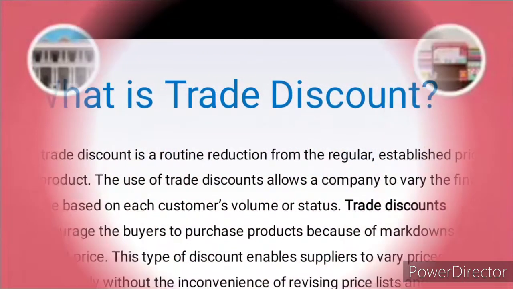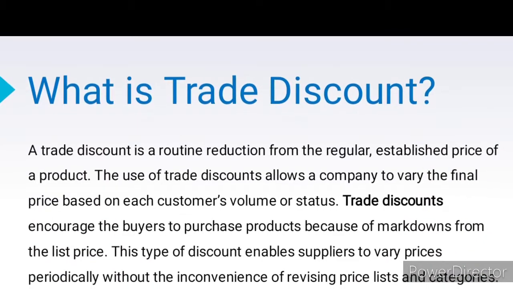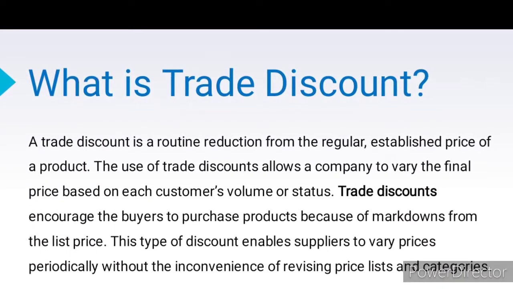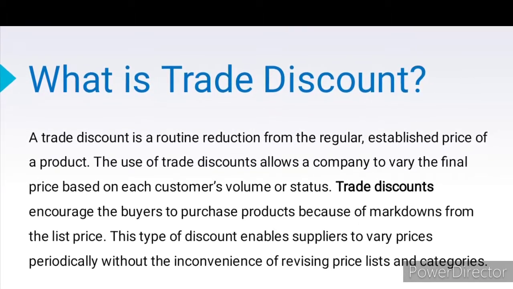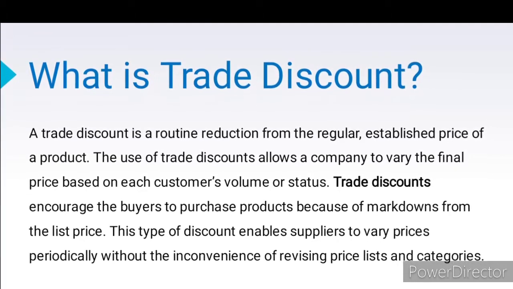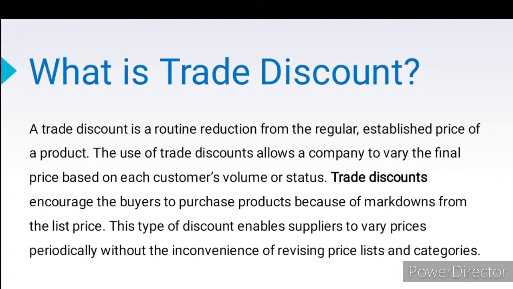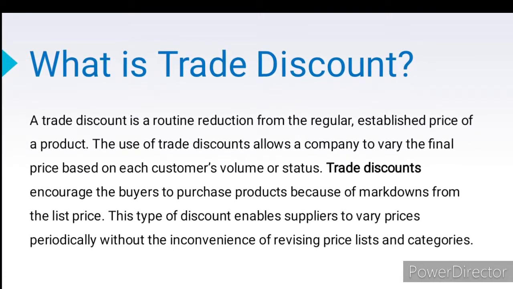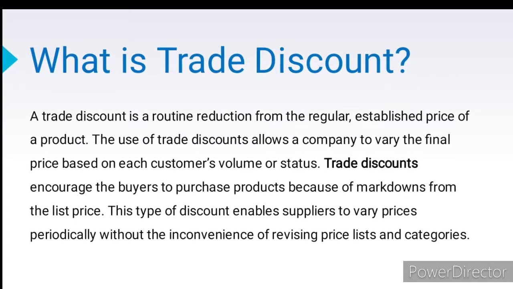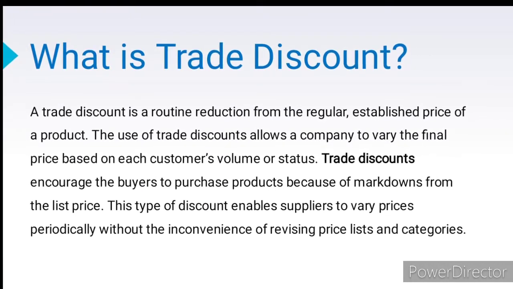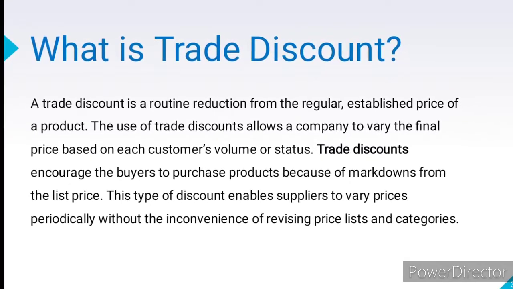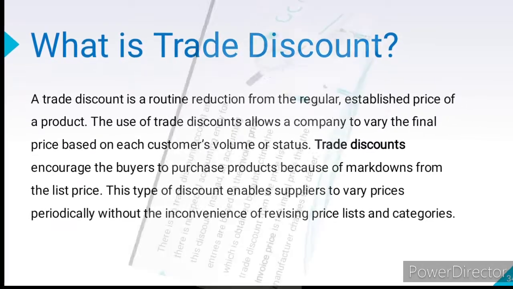Trade discount is a routine reduction from a regular established price of a product. The use of trade discounts allows the company to vary the final price based on each customer's volume or status. Trade discounts encourage buyers to purchase products because of the markdown from the list price. This type of discount enables suppliers to vary prices periodically without the inconvenience of revising price lists and catalogs.